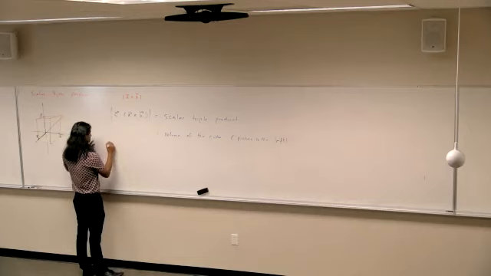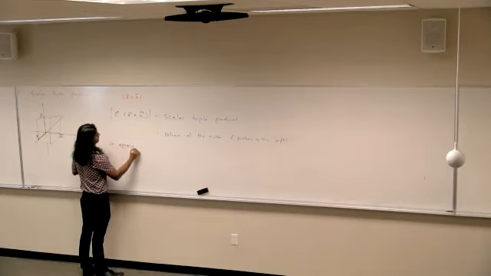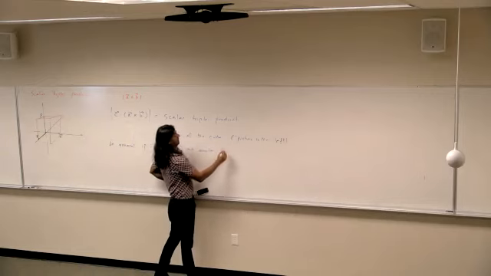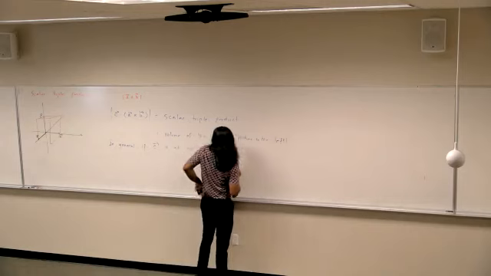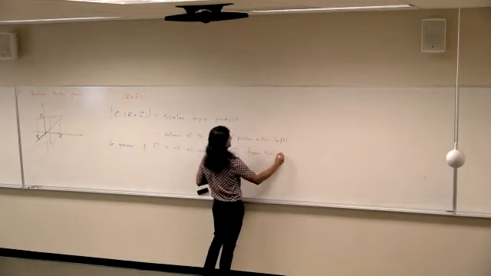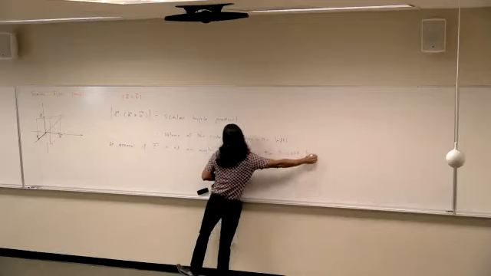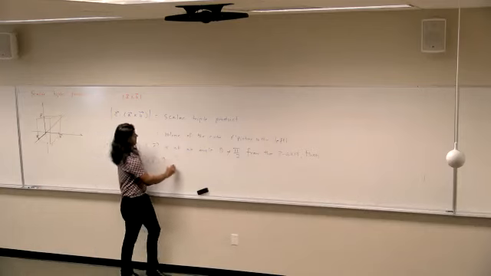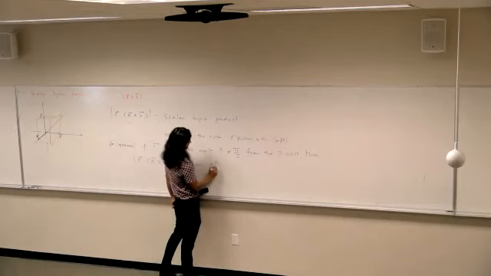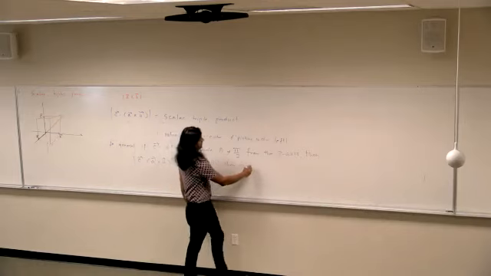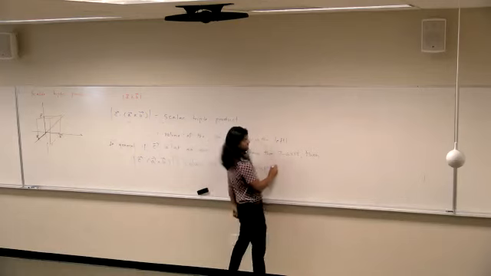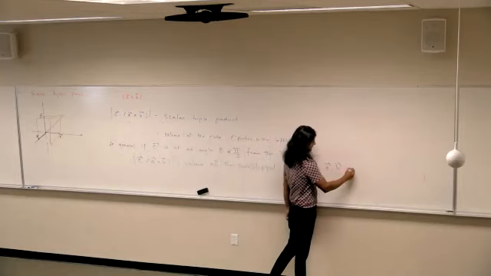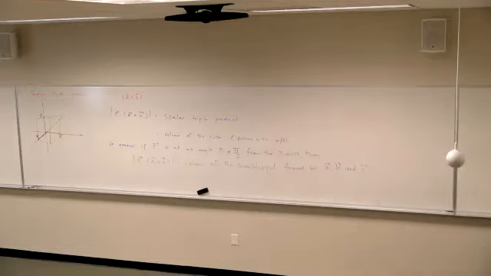So in general, if C vector is at an angle theta not equal to pi over 2 from z-axis, then the scalar triple product, because the result is a scalar, is simply the volume of the parallelepiped formed by A vector, B vector, and C vector.